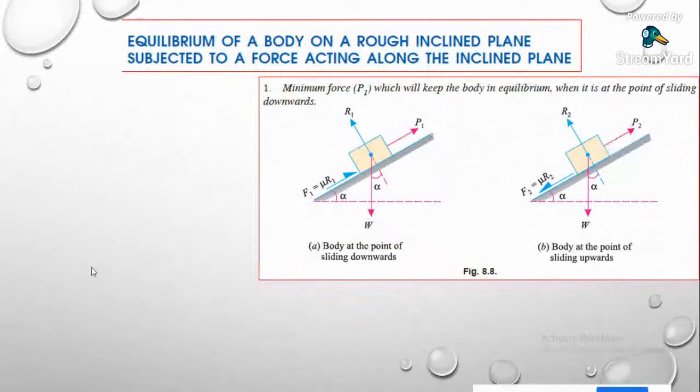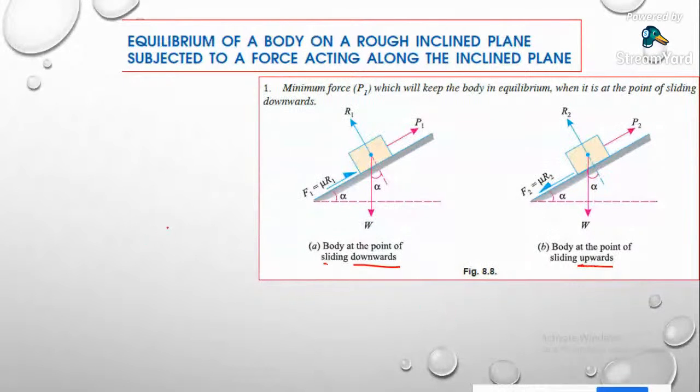Now today we'll talk about the equilibrium of a body on a rough inclined plane subjected to a force acting on the inclined plane. So this is the case of an inclined plane. When there is a body which is sliding up or down on an inclined plane, how will we solve it? There will be two cases in this problem. The first case is the body at the point of sliding downwards. Another case is the body at the point of sliding upwards.